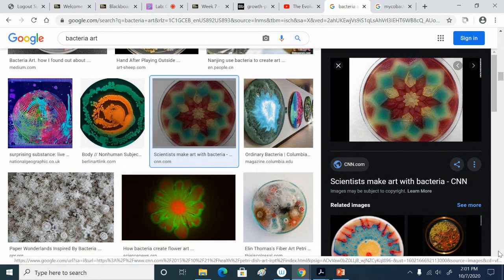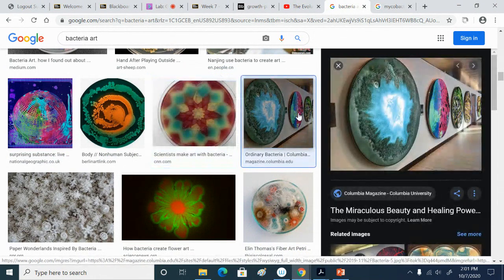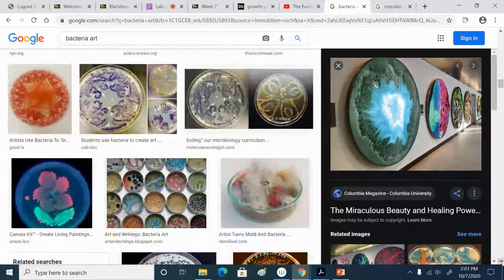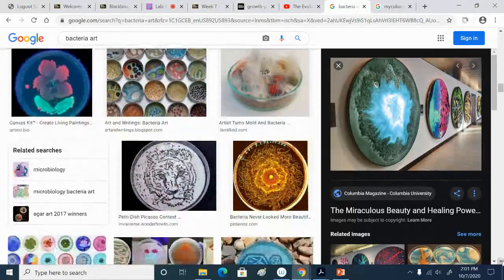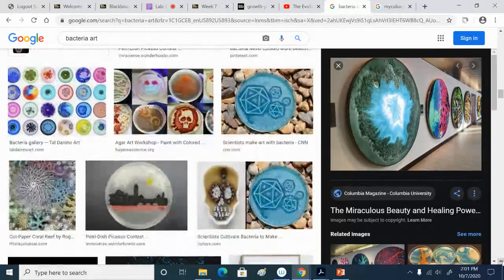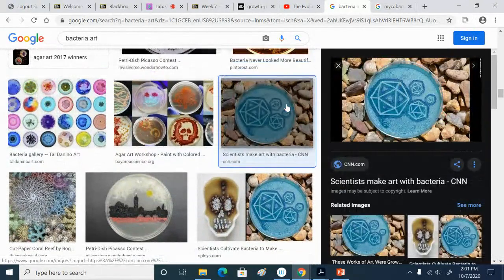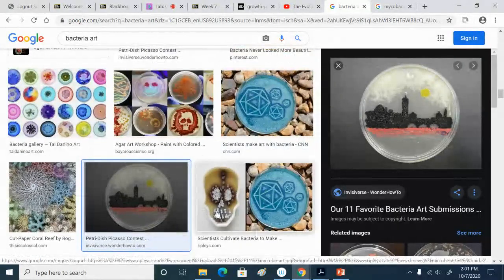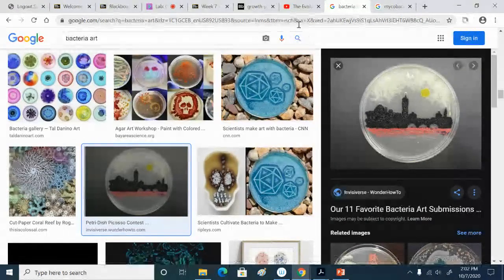So, pretty awesome, actually. And then you can blow up the images and mount them on the wall. Some abstract art. So it's pretty cool, what they can do using bacteria, right, growing on agar. So anyway, that was a fun thing.